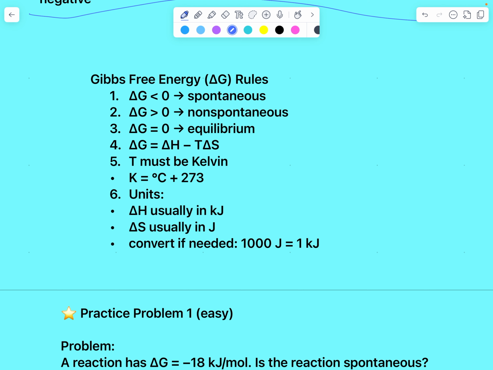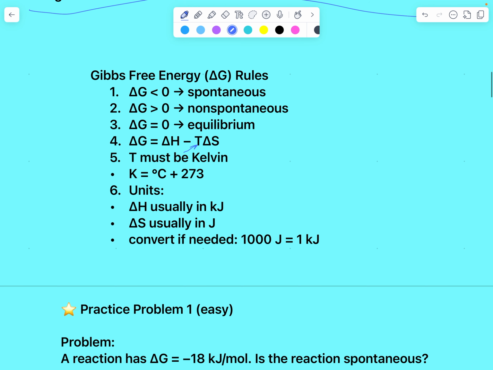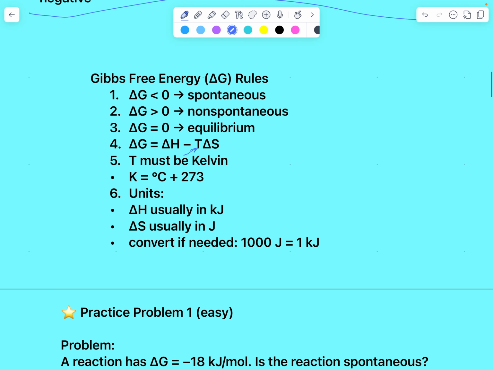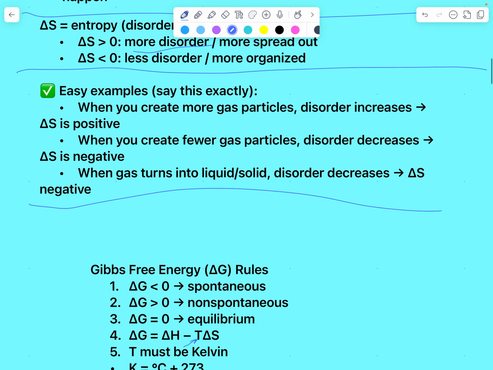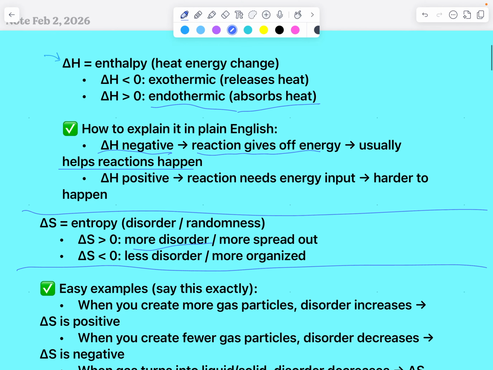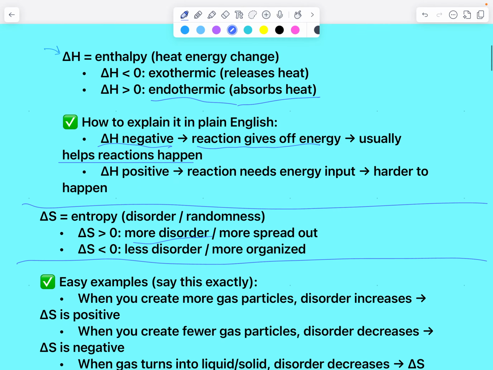Here's another thing you need to know. T in that formula has to be in Kelvin. The only way to get to Kelvin is by taking the degrees Celsius plus 273 and going from there. And I want you guys to know what delta S and delta H are. If you look back, delta S is for your entropy, and delta H was for your what? Enthalpy, your heat energy change.